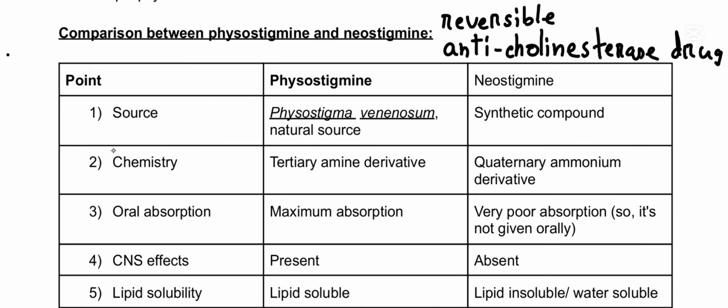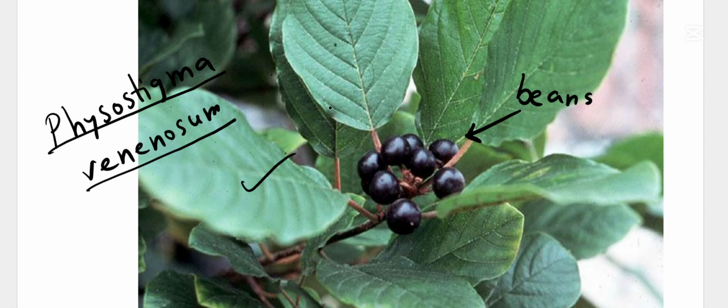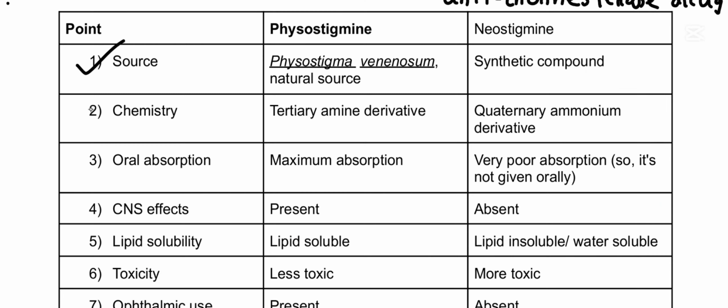So number one, comparison between them is based on the source. We know the natural source of physostigmine is Physostigma venenosum. On the other hand, neostigmine is a synthetic compound. So here you can see the Physostigma venenosum plant, and from the beans of this plant, we can extract the physostigmine compound.